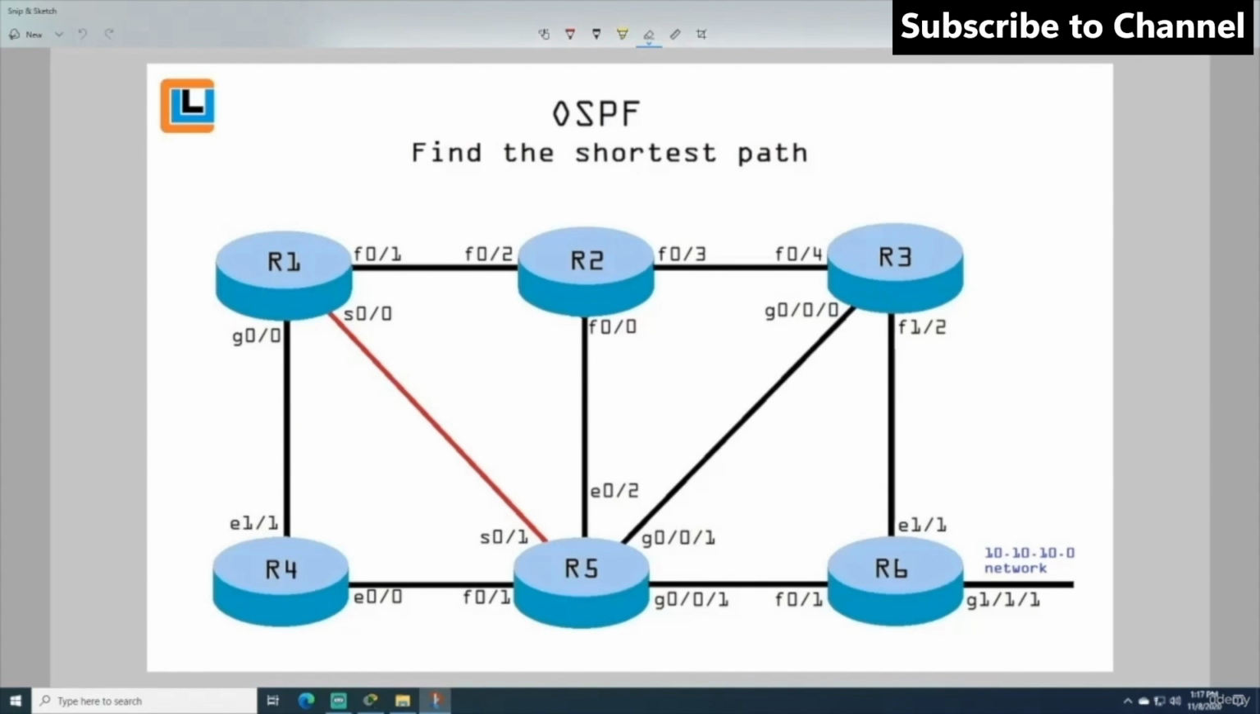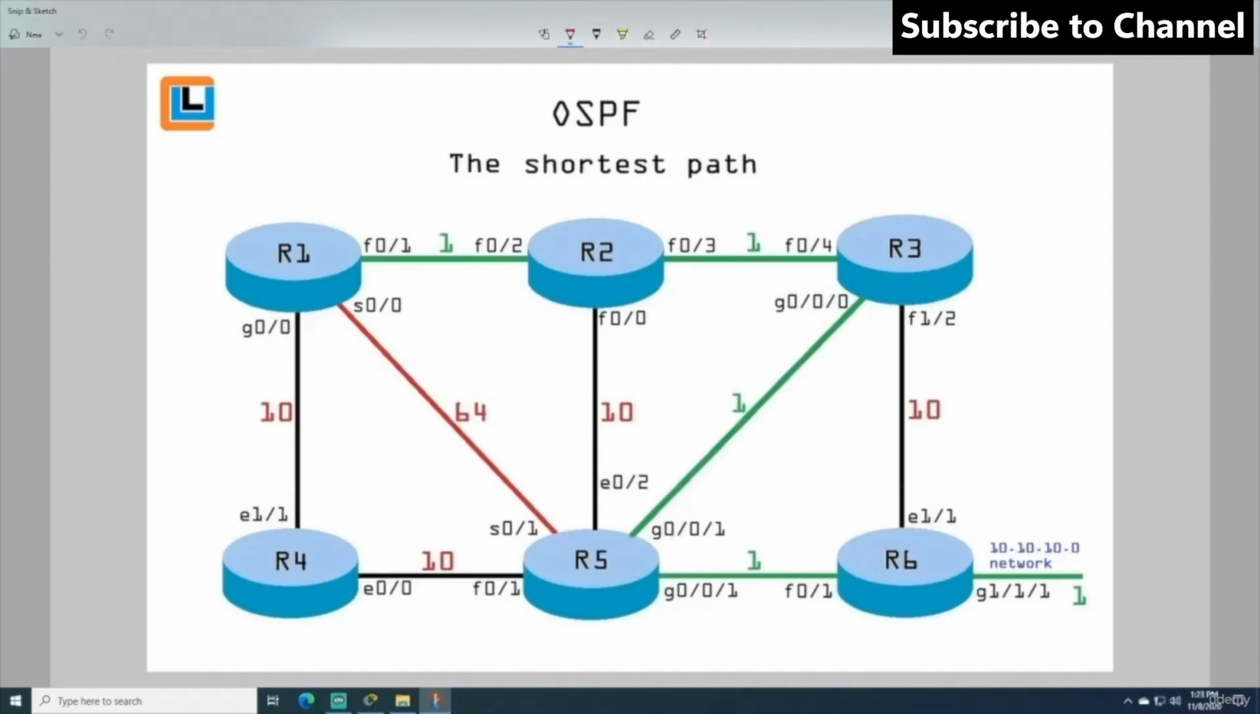And now a pop quiz. Looking at this network diagram and using only the information that you see, which path will OSPF use as the shortest path from R1 to the 10.10.10.0 network? The answer is on the next slide.